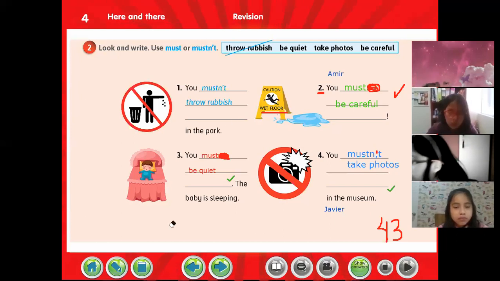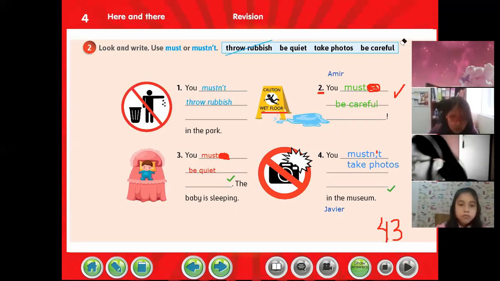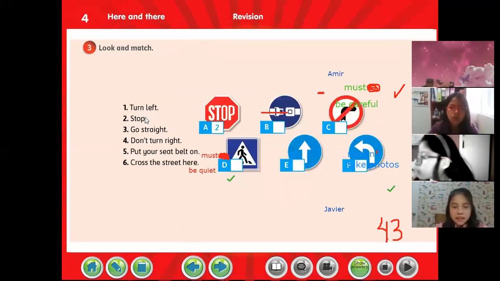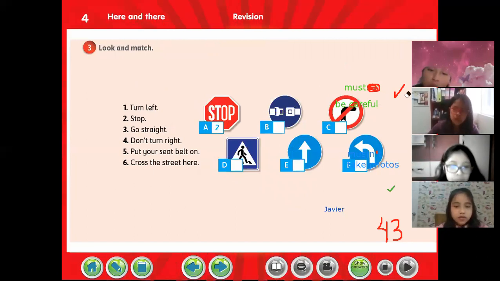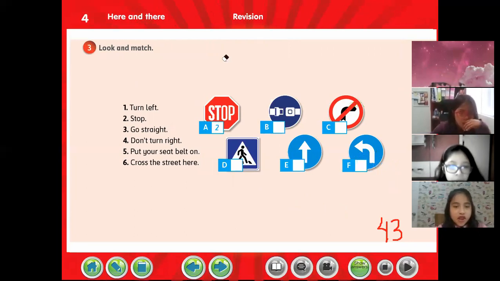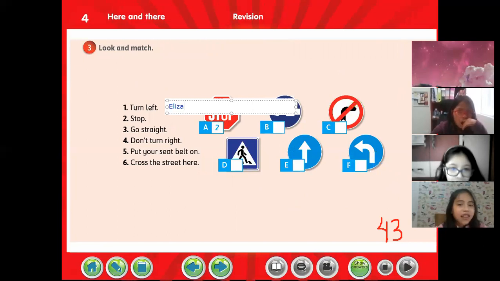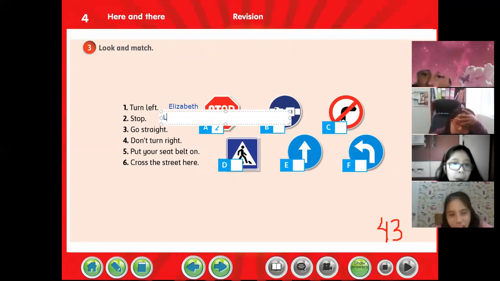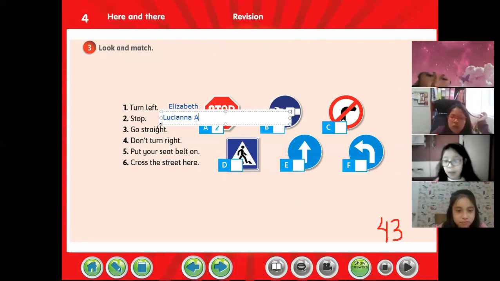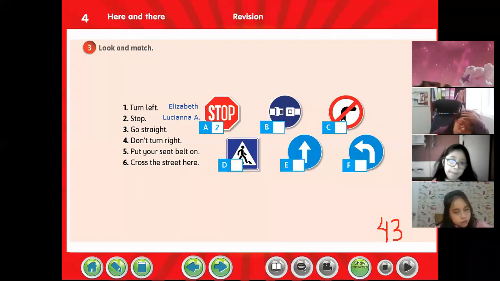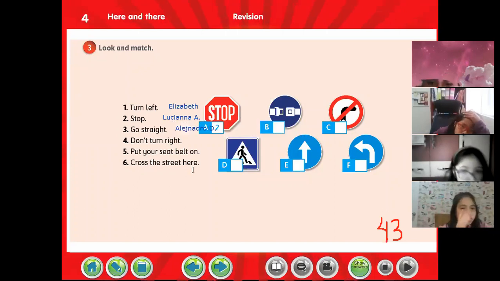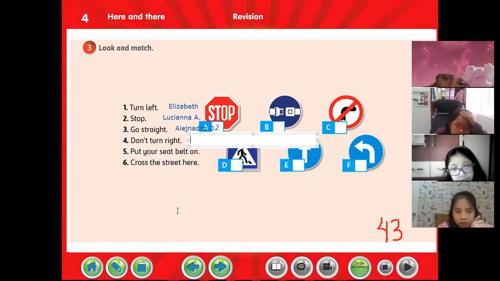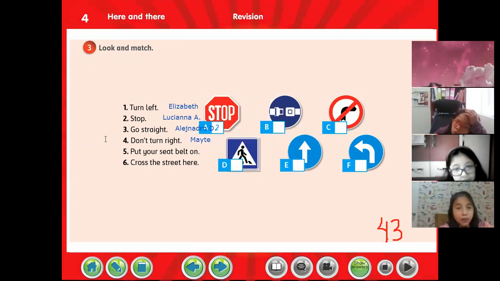Okay, let's go to the activity number 3, the last, okay? Let's go. Number 3. The same, we are going to match, you know? Yeah, very fast. I'm going to choose some students. Let's see. Elizabeth, please go to Zoom and match. Okay, the number 1. Luciana Argandoña, the number 2, match please. Alejandro de la Calle, number 3. Teacher, okay. Maite, the number 4, match.